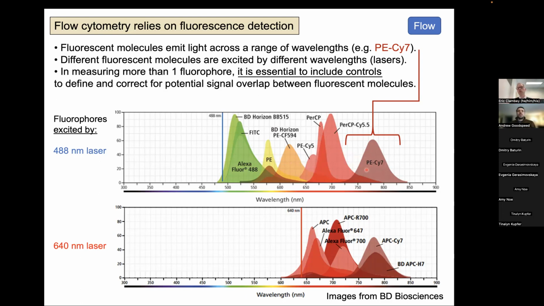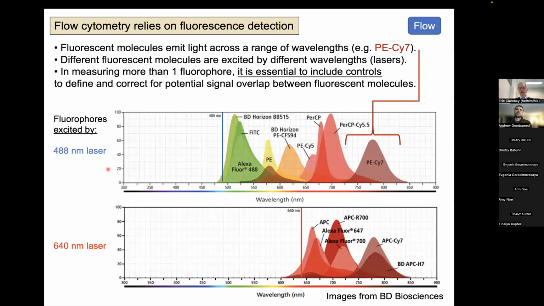And so for instance, if you want to have confidence that an antibody labeled with PE-Cy7 can be differentiated from an antibody labeled with PerCP-Cy5.5 or PerCP, you need those controls to deconvolute or compensate to accurately assign your fluorescence to the individual fluorophore. And the fluorophore, remember, maps to that antibody and the protein that you're detecting.